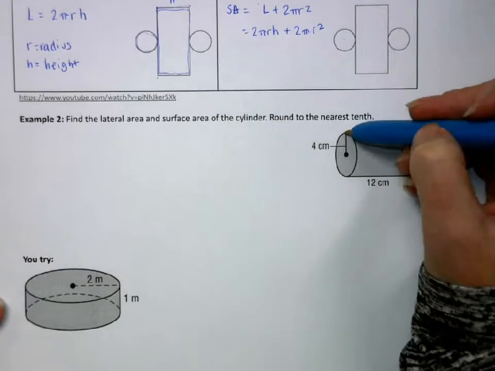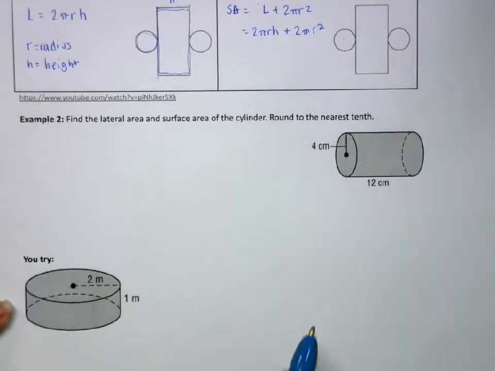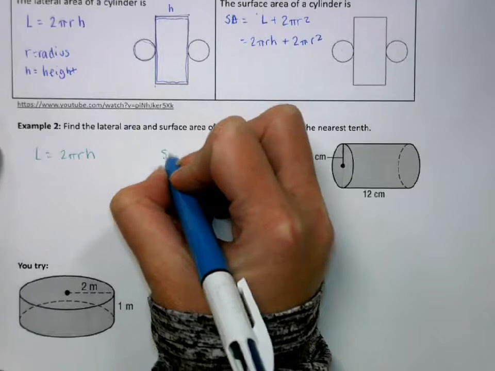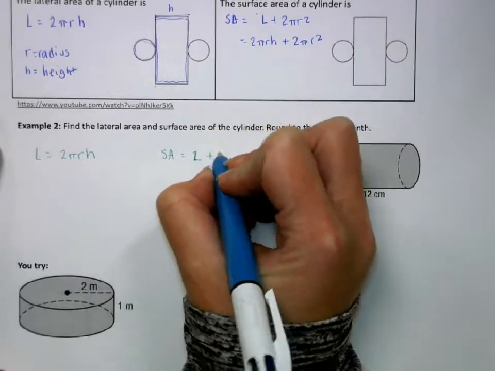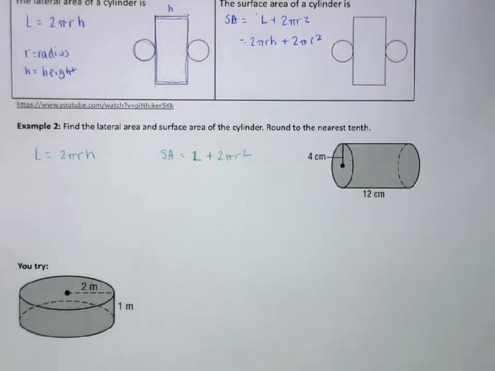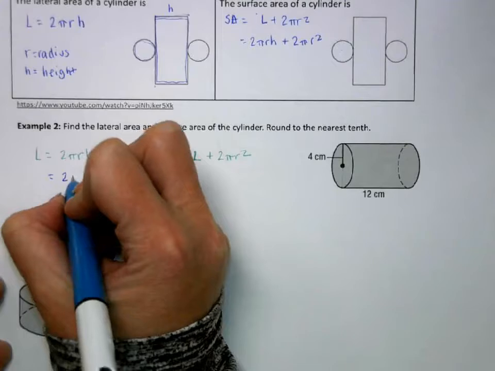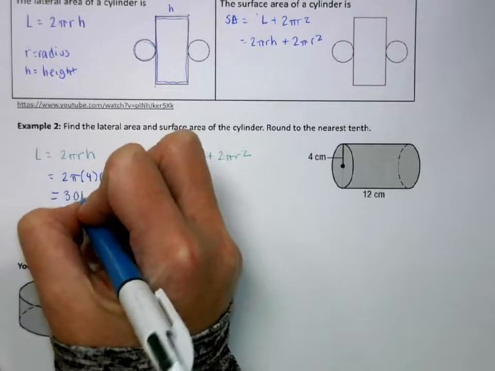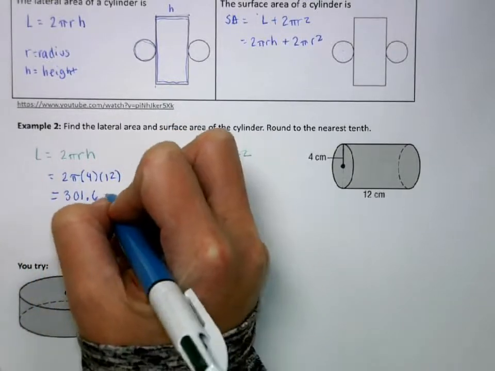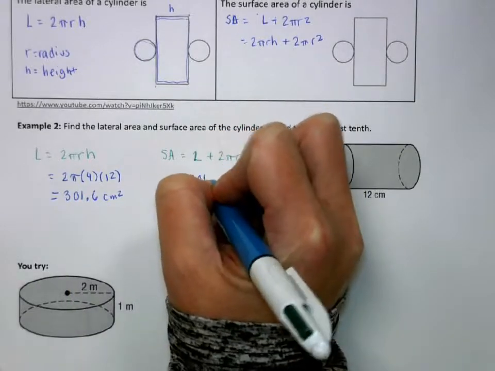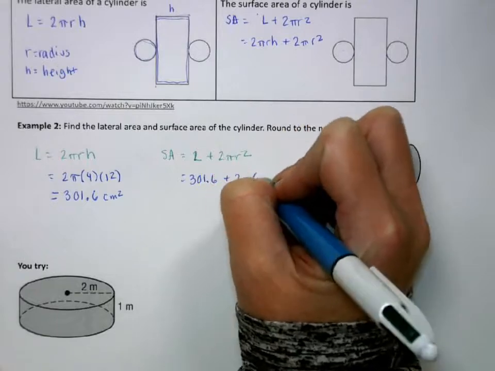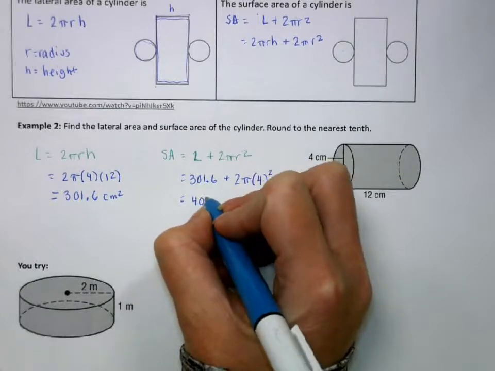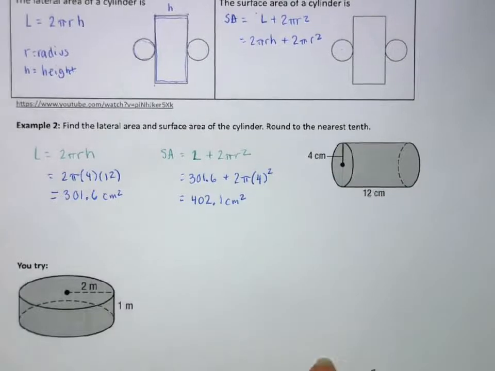So let's look at an example. Sometimes you'll be given the radius, sometimes you might be given the diameter, so you'll have to divide by 2. We want the lateral area and the surface area. Pretty easy here. We're just going to plug in these numbers. So this will be 2 pi times 4 times 12, which gives us 301.6 centimeters squared. We'll take that 301.6 and add it to 2 pi r squared. We plug that into a calculator and we get 402.1 centimeters squared.